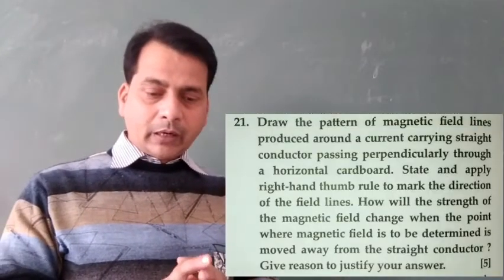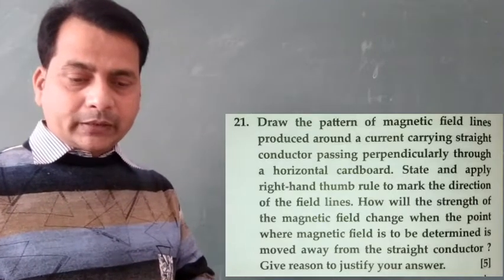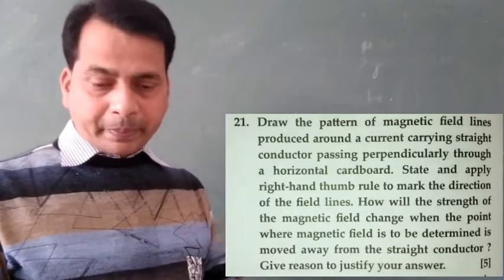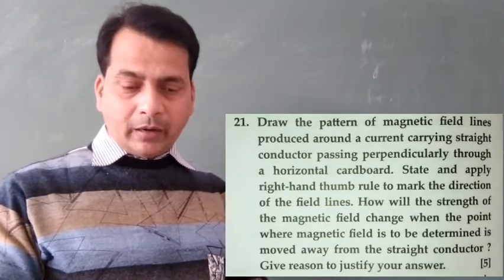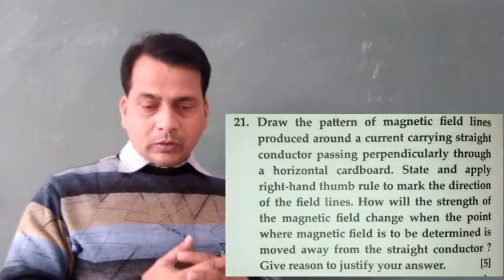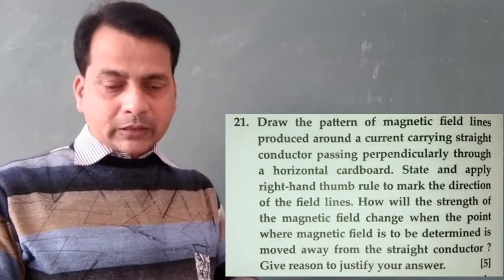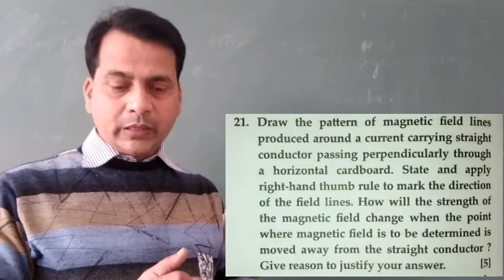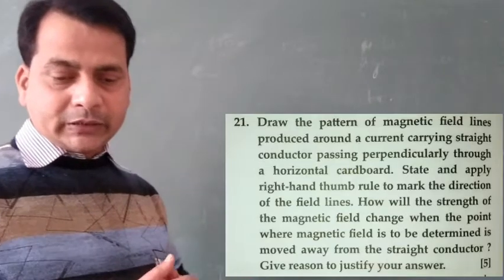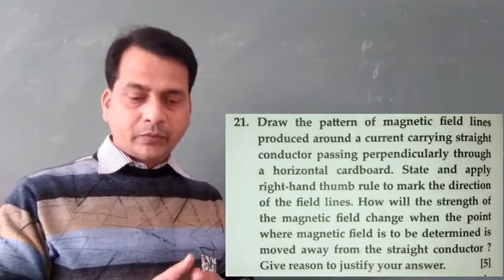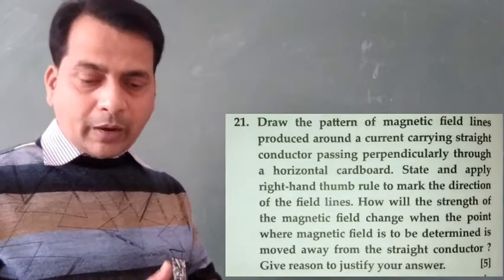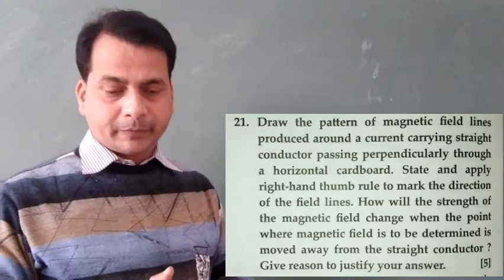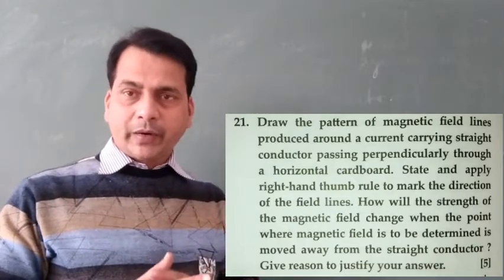Draw the pattern of magnetic field lines produced around a current carrying straight conductor passing perpendicularly through a horizontal cardboard. State and apply the right hand thumb rule to mark the direction of the field lines. How will the strength of the magnetic field change when the point where the magnetic field is to be determined is moved away from the straight conductor? Give reason to justify your answer.